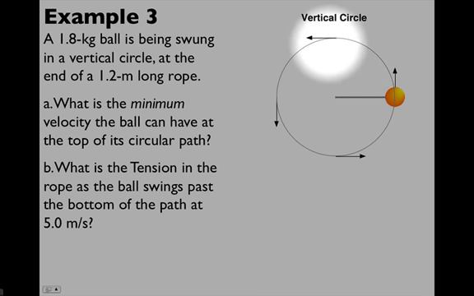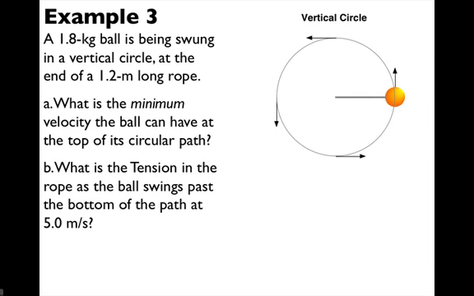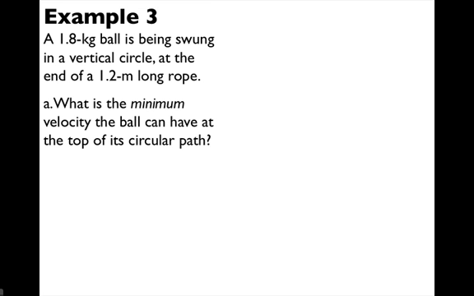And part B is what is the tension in the rope as the ball swings past the bottom of the path here at 5 meters per second. So we'll take each of these in order and go from there. So first of all, what is the minimum velocity the ball can have at the top of its path?